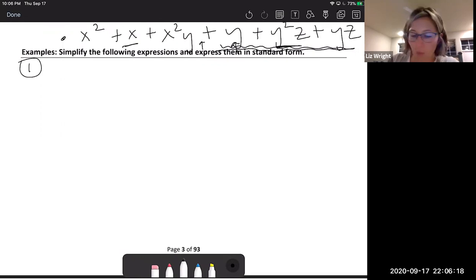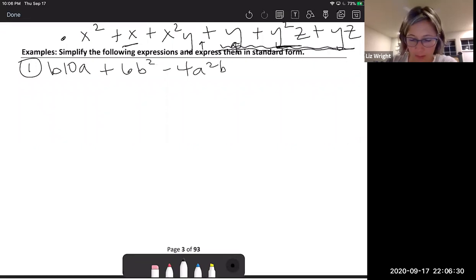All right, so let's try some examples. If we had number 1, we would have b 10a plus 6b squared minus 4a squared b minus 0ba plus b. So I want you to get that written down. And then you should pause the video and see if you can figure it out on your own first. Then I'm going to walk you through it too.